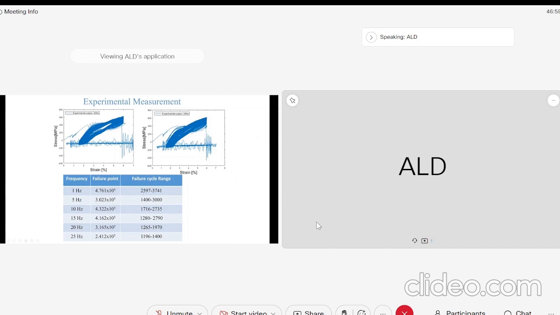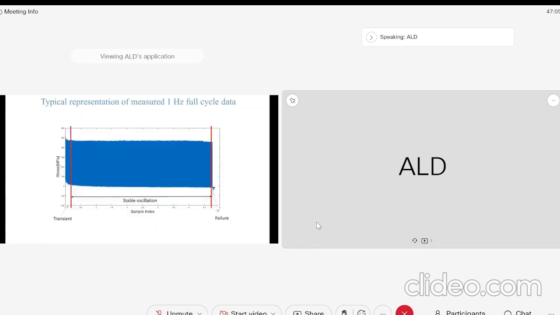That is the failure cycle range of our SMA in our experiment. Now it is the typical representation of measured 1 hertz cyclic data. In our cyclic data, we analyze the following. The first part is the transient part, due to deformations of material or material changes. Then the middle part is the stabilized or oscillatory part. Then, after the stabilized oscillatory part, there is a failure part. So this is a typical 1 hertz full cycle data.